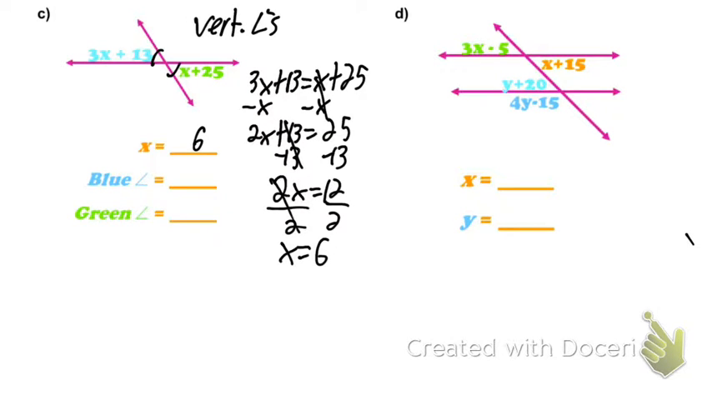Let's figure out the blue angle and the green angle. For anyone that might be colorblind, blue is the one on the left, green is the one on the right. Blue angle, plug 6 into this, so 3 times 6 plus 13. 3 times 6 is 18 plus 13. That's going to be 31 degrees. We know our green one should be the same, but let's check. 6 plus 25. Yep, that is 31 degrees.